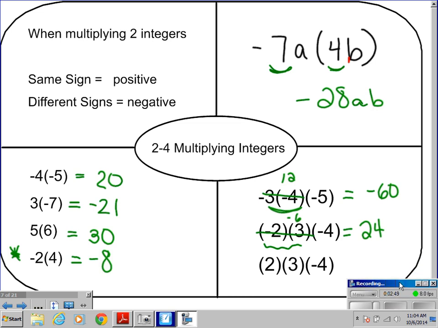And then the last one here. What is 2 times 3 first? 6. So this is really a 6. And then 6 times a negative 4. Yep, negative 24. Good.